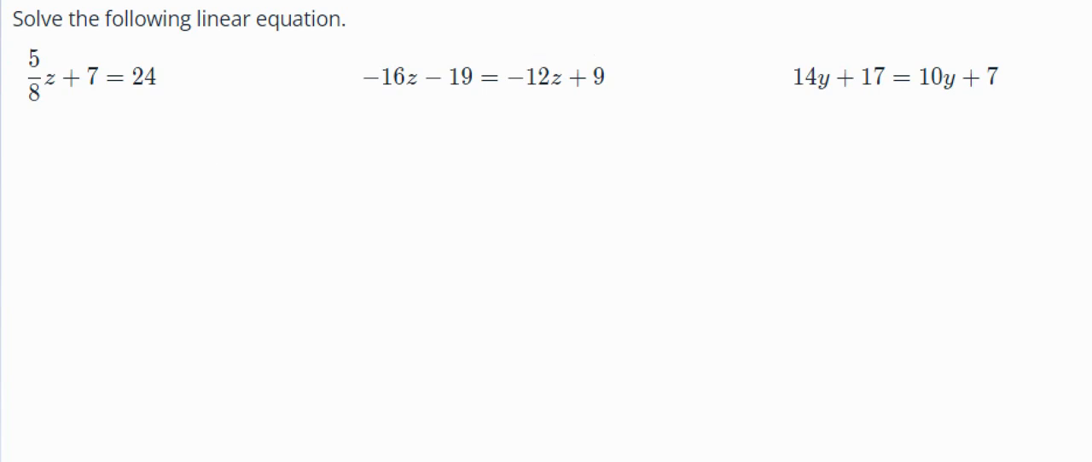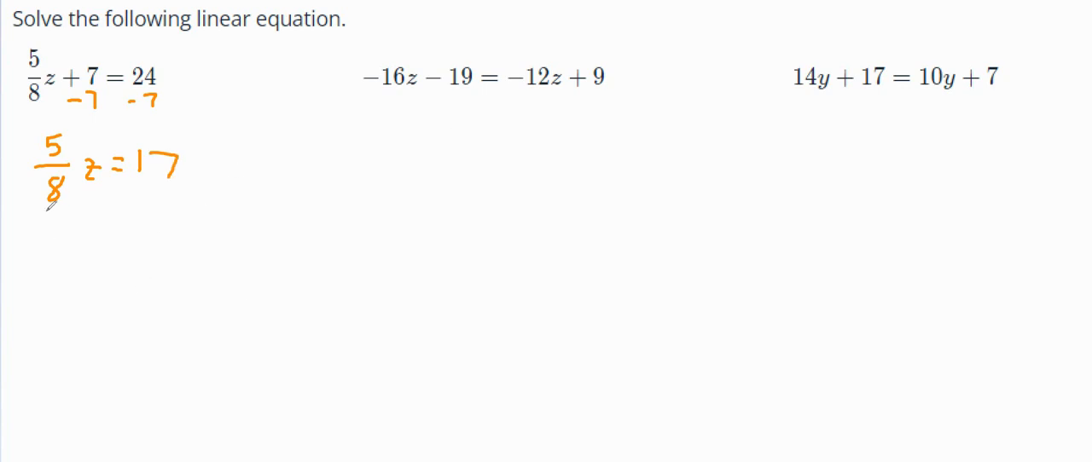So we're going to solve the following linear equations. The first one is 5/8 z plus 7 equals 24. We're going to get rid of the stuff that's on the same side of the letter, but not touching it. That's the plus 7. The opposite or inverse of adding 7 is to subtract 7 on both sides. That's going to give us 5/8z equals 17.